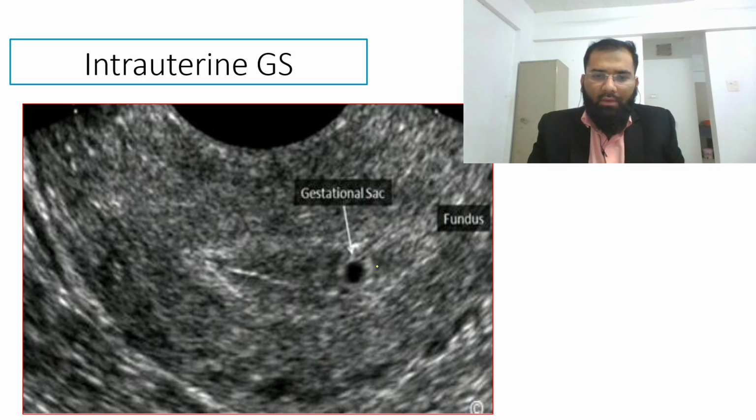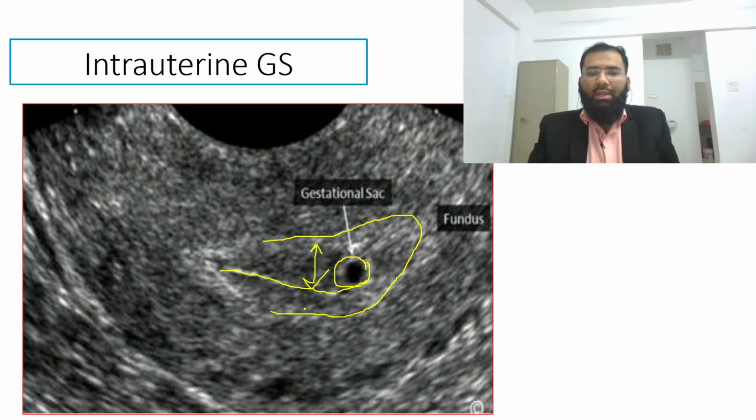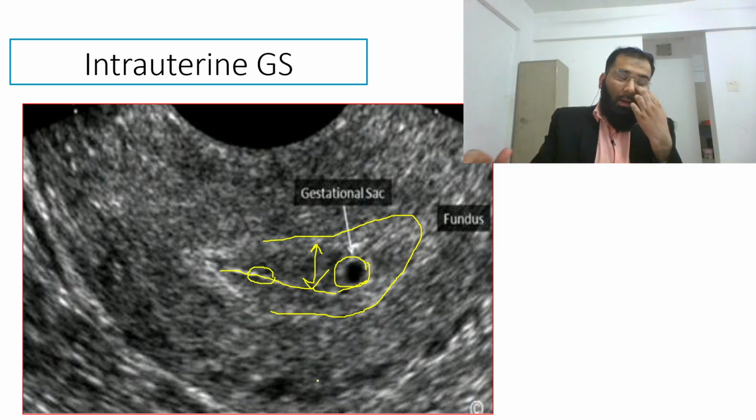Now, again, look at this carefully. This is your endometrium. And this is the central echogenic rim which separates the anterior from the posterior. And you're able to see that this is a G-sac, and this G-sac is eccentric. That is, completely buried in the endometrium on one side. Anything which appears like this cannot be a G-sac. It is just fluid.